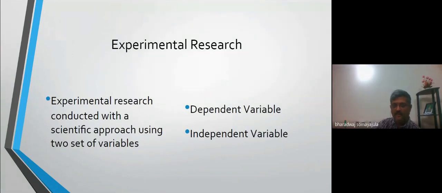Again, I have gone through this experimental research. One thing you have to keep in mind is what is a dependent variable and independent variable. As I told you, in the example of selling tea, that guy is selling 10,000 cups and earning something like 10,000 per day. I am not taking any dependent variable in that.